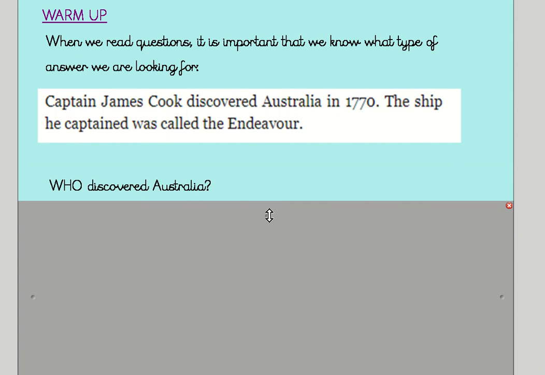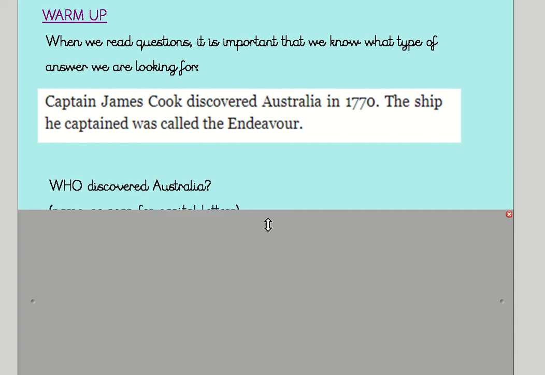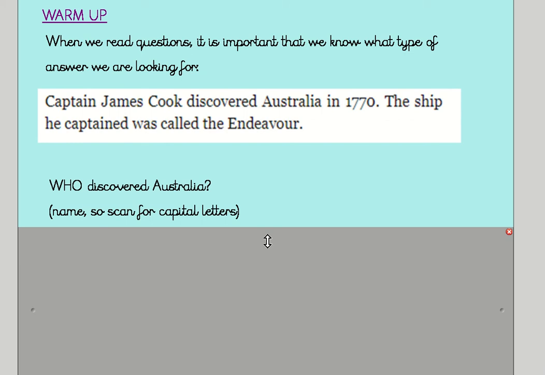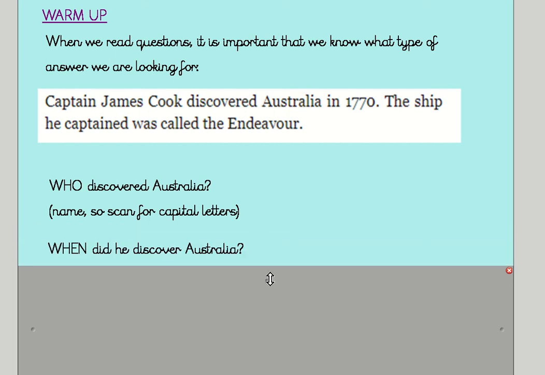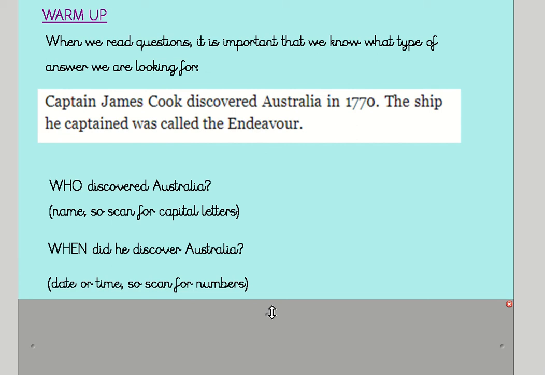if you ask the question, who discovered Australia, we know that we're looking for a name. And names are types of proper nouns, so it's really important that we then scan for capital letters. If we look across, we've got a capital letter there, there and there, so Captain James Cook. Then if I ask the question, when did he discover Australia? We would be looking for a date or time, so we'd be scanning for numbers. If I look along quickly, there's a number, and we'll work out if we read around the text that it was discovered in 1770.